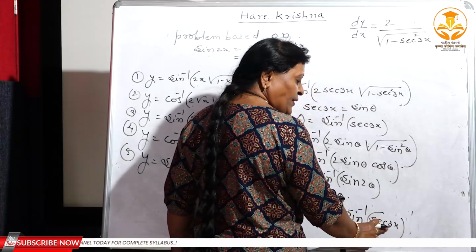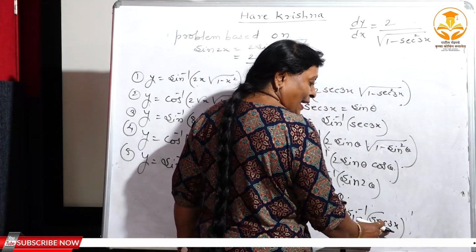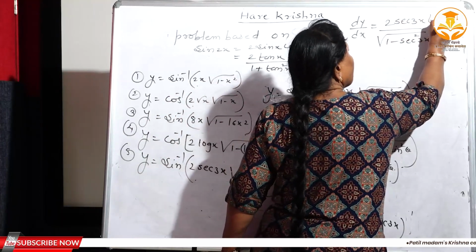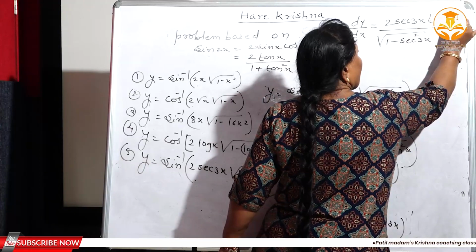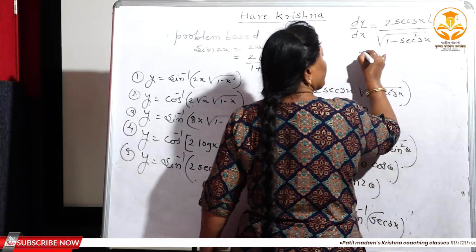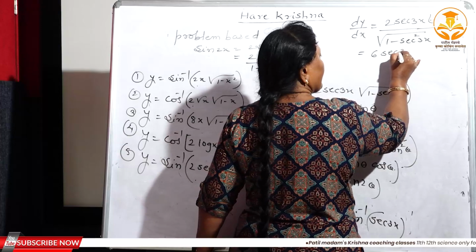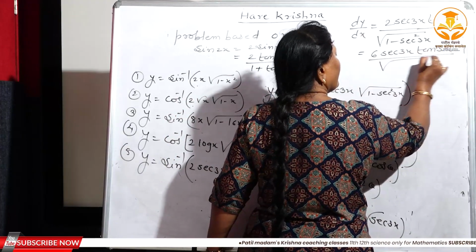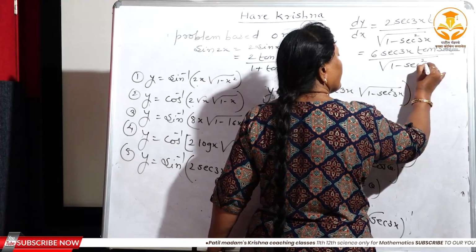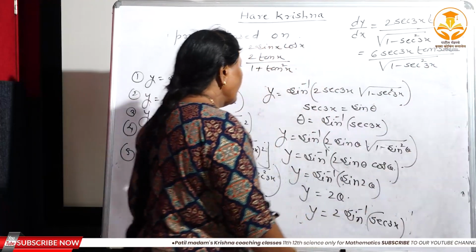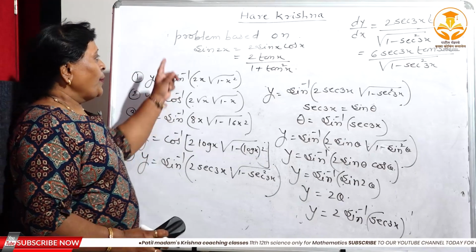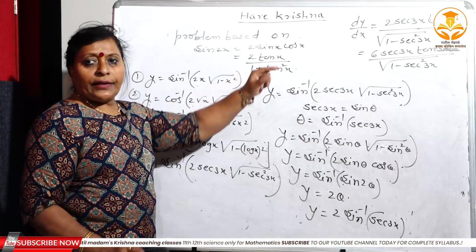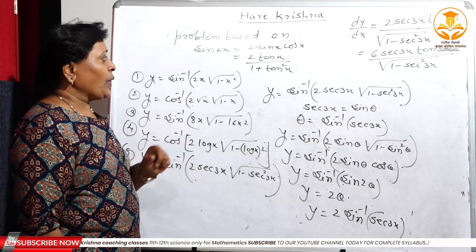Again, what is the derivative of sec 3x? Again put u. What is the derivative of sec u? Sec u tan u, means sec 3x into tan 3x, and the derivative of 3x, that is 3. 3 times 2 is 6, so 6 sec 3x tan 3x, divided by root of 1 minus sec square 3x. Right? So this is about the problem based on sine 2x, that is 2 sin x cos x. This is only the first formula of sine 2x.